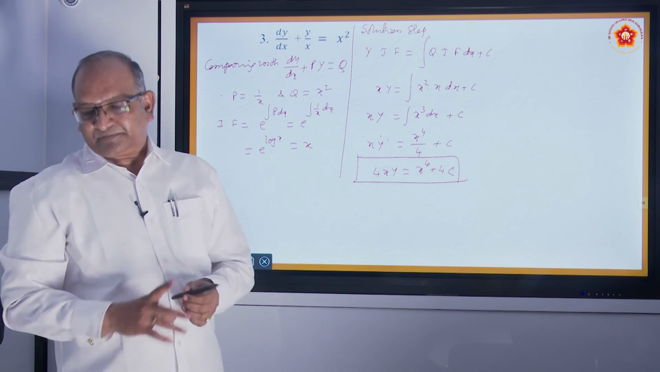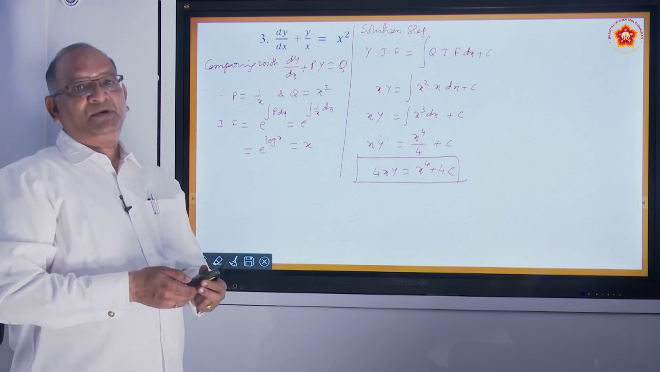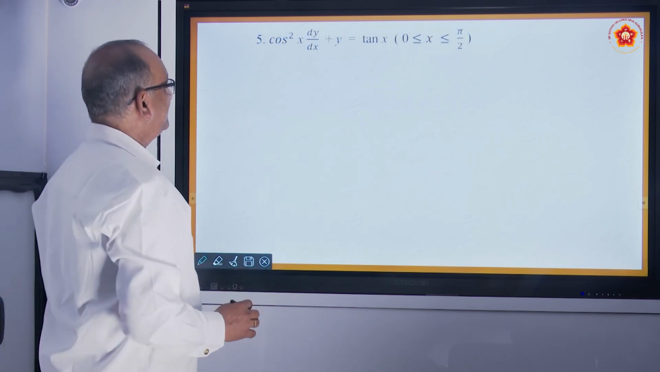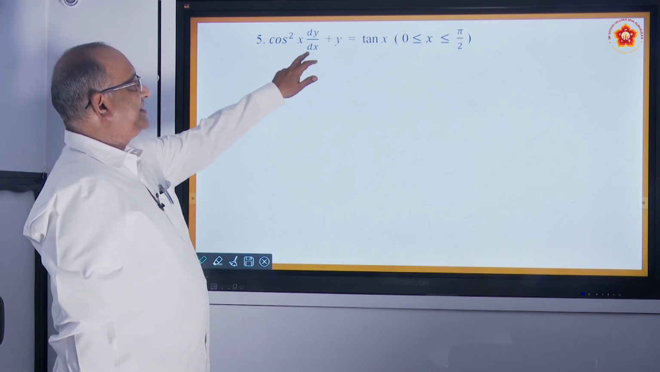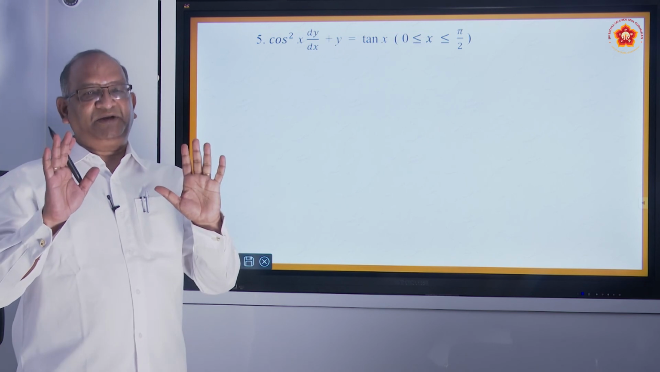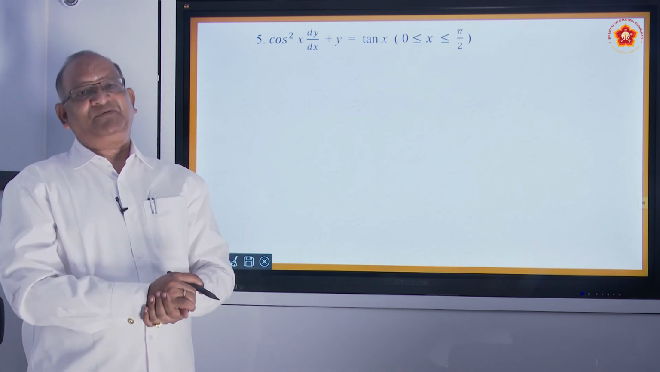Okay. We'll just take the last problem for today's session. With that, we will close this particular session. Take up this problem. This is cos square x dy by dx plus y equal to tan x. At first glance, when you see it for the first time, you will say it is not a differential equation of linear type.